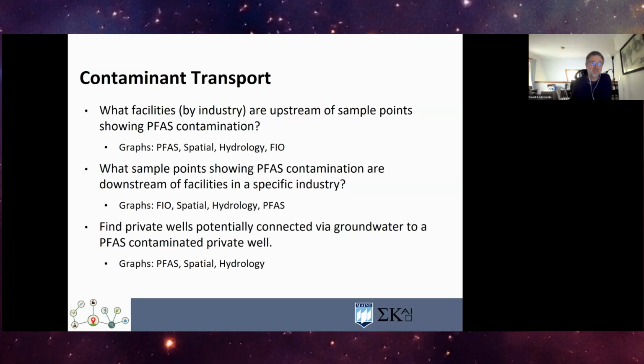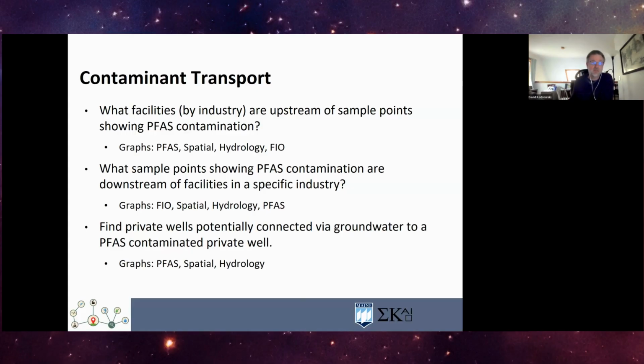We're going to take a look at facilities that are upstream of existing sample points. And then a second query, we're going to flip that around and look at sample points that are downstream from specific facilities. And we'll see that in practice, they are two very different queries and give us two different ways of looking at PFAS contamination, even though technically under the hood they are very similar.